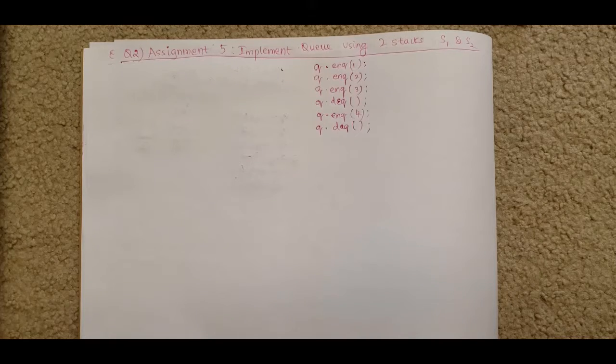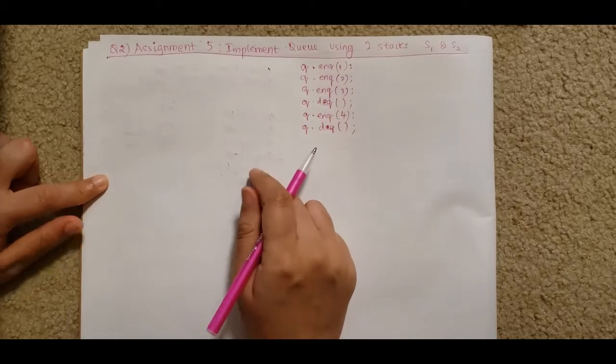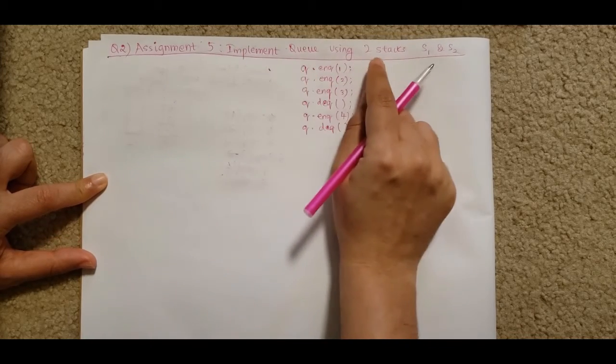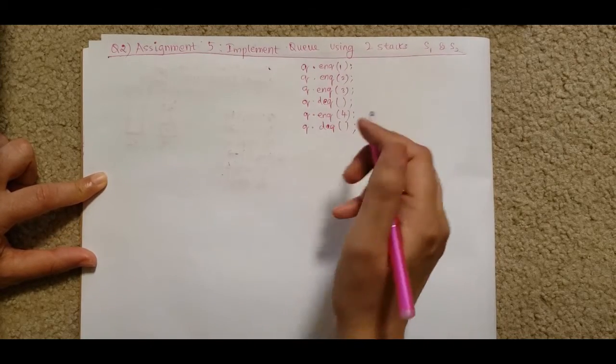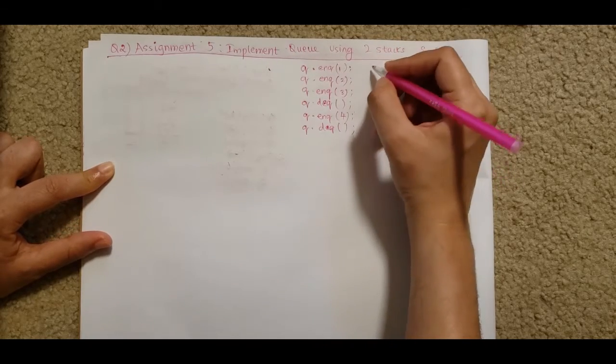Hello, this is question number 2 from assignment 5. The question is to implement queue using two stacks S1 and S2. So what does this actually mean?